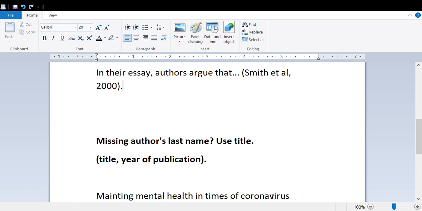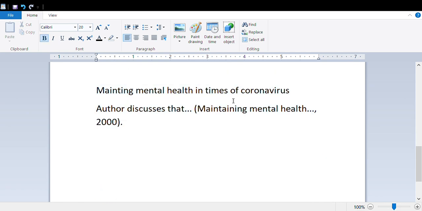Now, Maintaining Mental Health in Times of Coronavirus is a slightly long title, so I think it would be acceptable to just shorten it. And what you can do here is Maintaining Mental Health, points of ellipsis, these three dots. I shortened the title. I included these points of ellipsis to indicate that I have in fact shortened the title, and Maintaining Mental Health, year 2020.